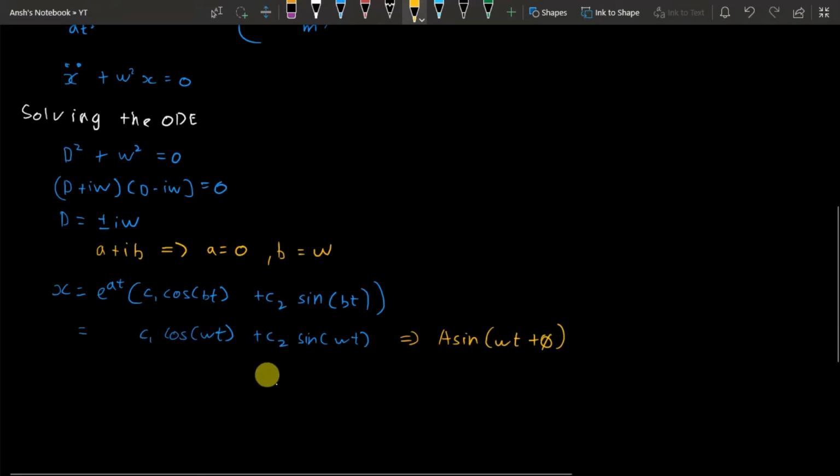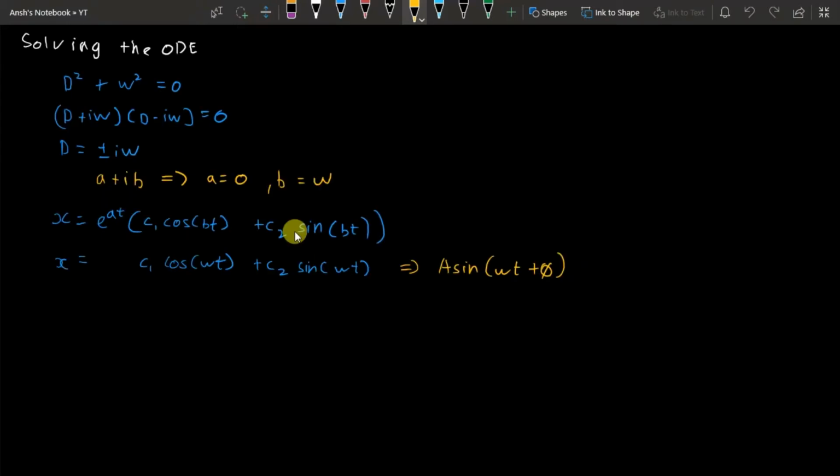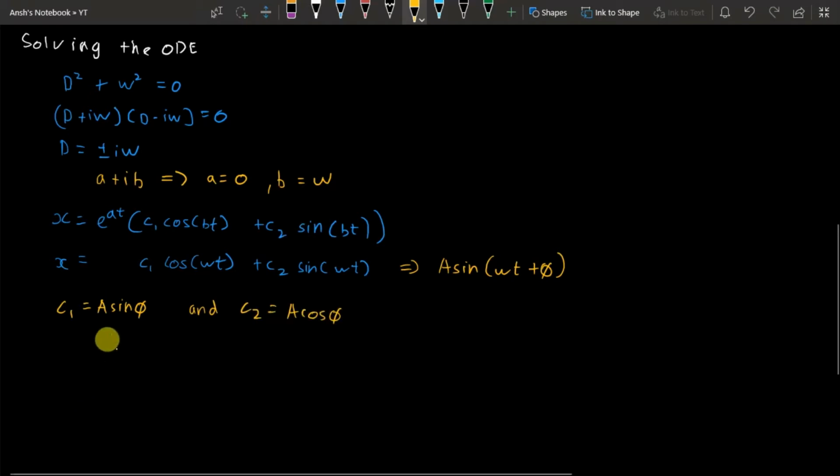The way we go about doing that is making a couple of substitutions. We say C1 is equal to A sin phi and C2 is equal to A cos phi. So essentially we have two unknown constants C1 and C2, and instead of writing C1 and C2 we'll write them as functions of A and phi. This is because we are more familiar with A and phi as physical quantities, and writing the solution in the general form that has A and phi is more convenient.